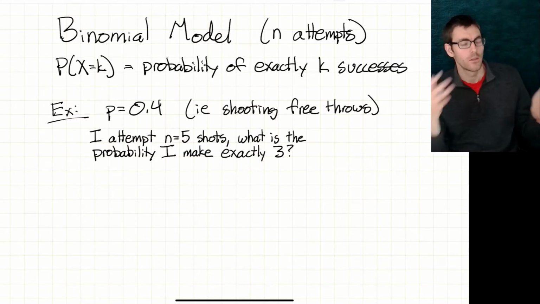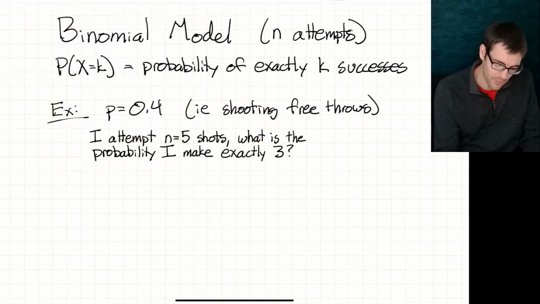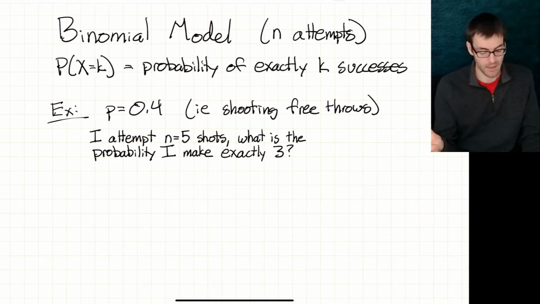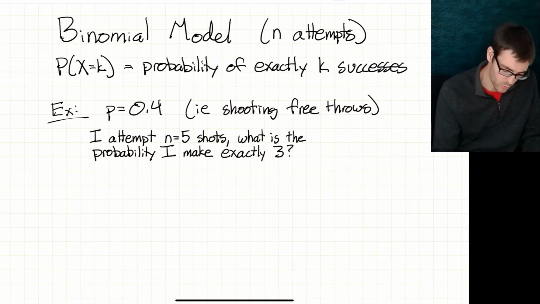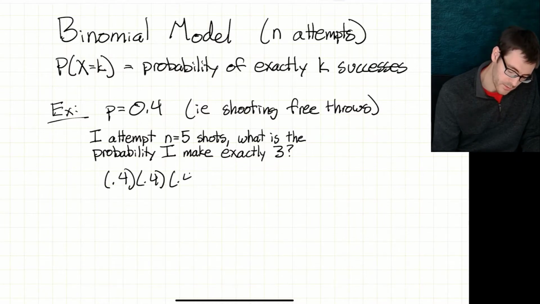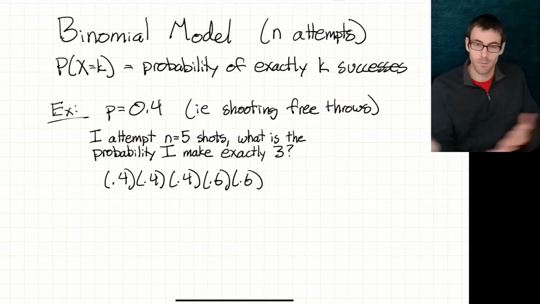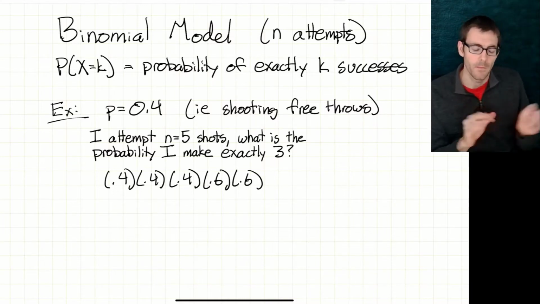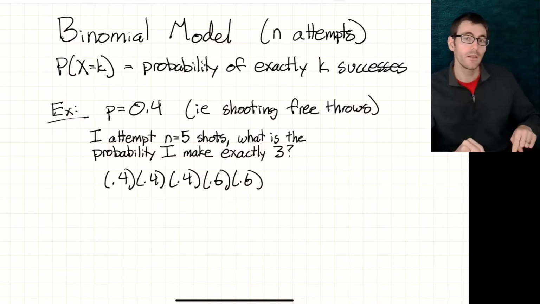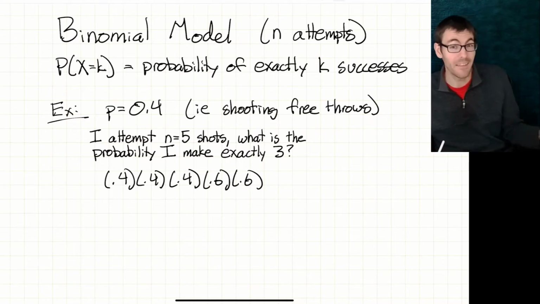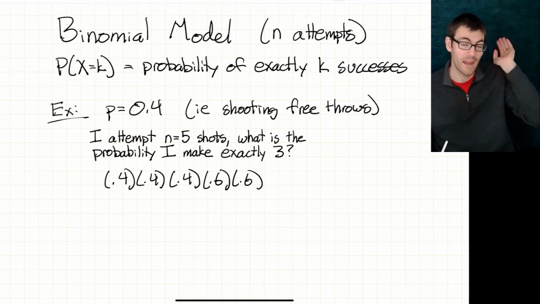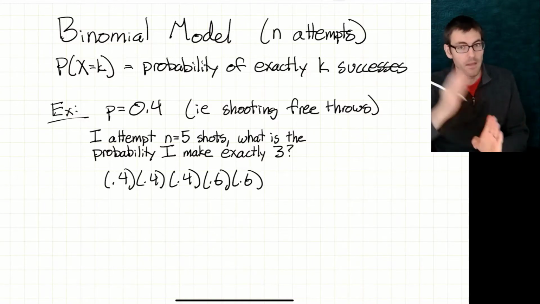3 of them? One way that we might think about this is, if I make 3 of them, that means I'm also missing 2 of them. So what we're talking about is making a shot, making a shot, making a shot, and then missing 2. If we multiply all these things together, that gives us a probability. The problem is that probability is for doing this in this particular order: the probability that I make the first 3 and then miss the second 2.